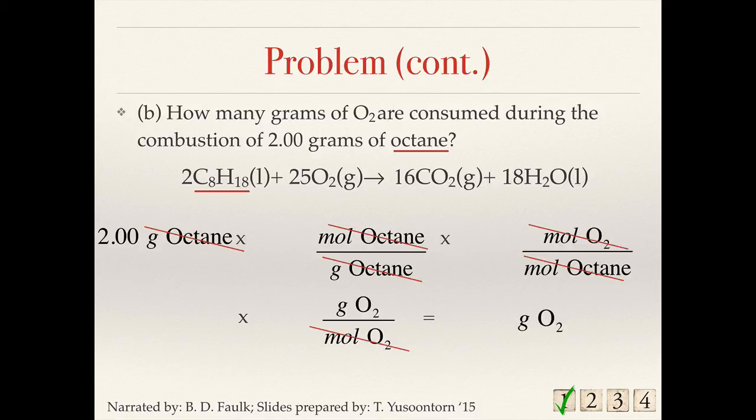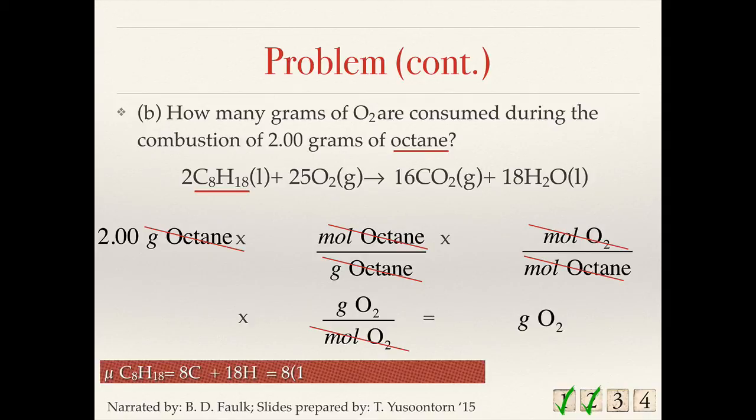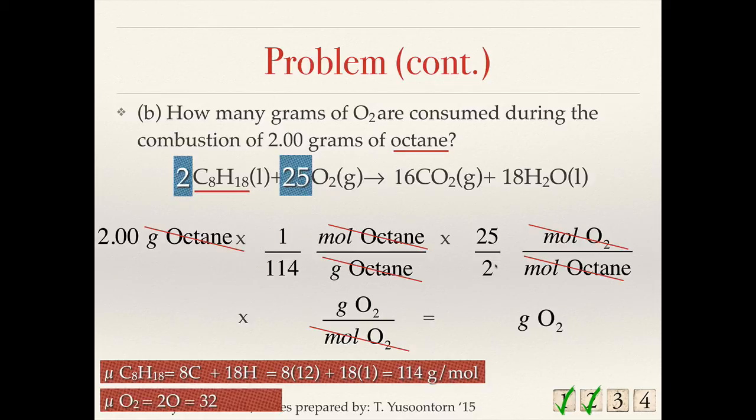So let's plug in the conversion factors and the numerical values. We know that the molar mass of octane is 114 grams per mole. The balanced equation tells us that the 25 goes in the numerator. For every 25 moles of O2 that react, we need 2 moles of octane. And the molar mass of oxygen gas is, of course, 32. So when we do this out, we get 7.018 grams. Significant figures are not right. We started with 3, so let's keep 3.